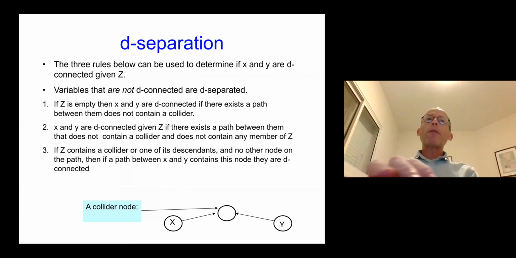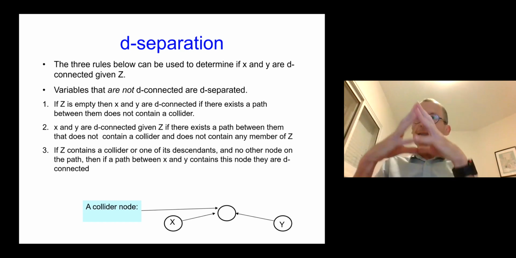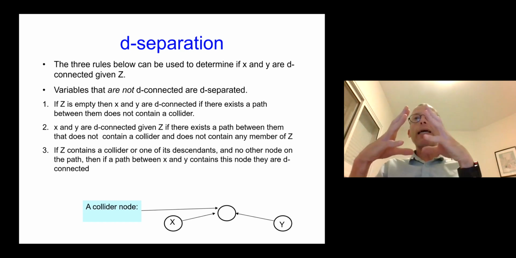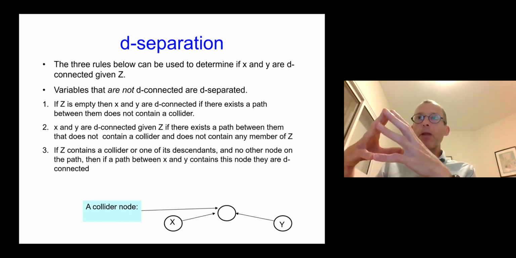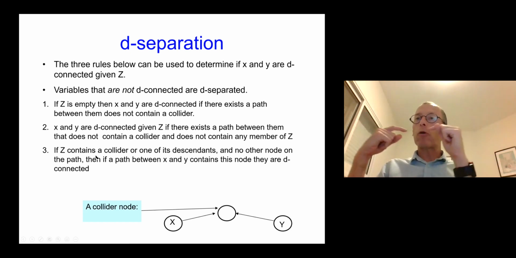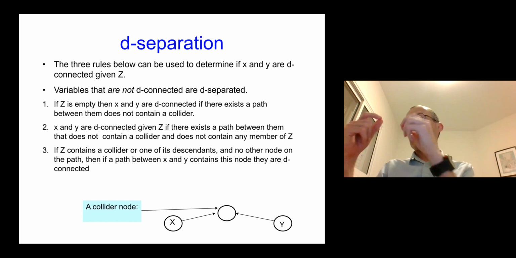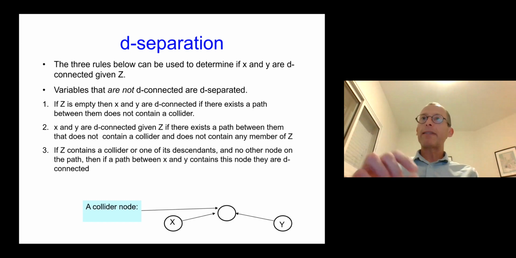That's easy. Okay, now if Z is not empty, and all directed paths between X and Y contain a member of Z, we still say that X and Y are connected if there is a path between them that contains a collider, and Z, basically the variable we condition on, is either the collider or one of its descendants. So let me show you an example.